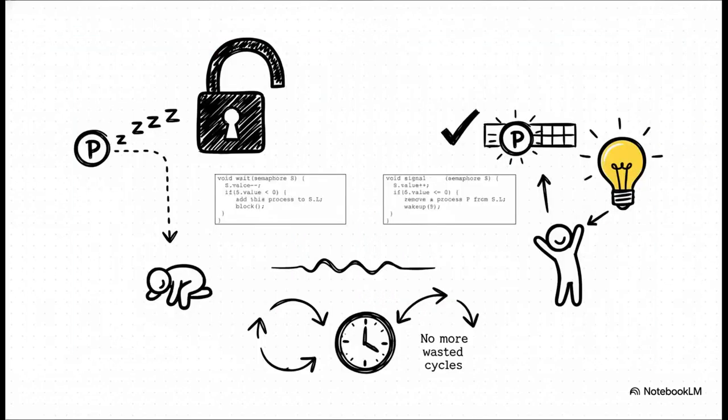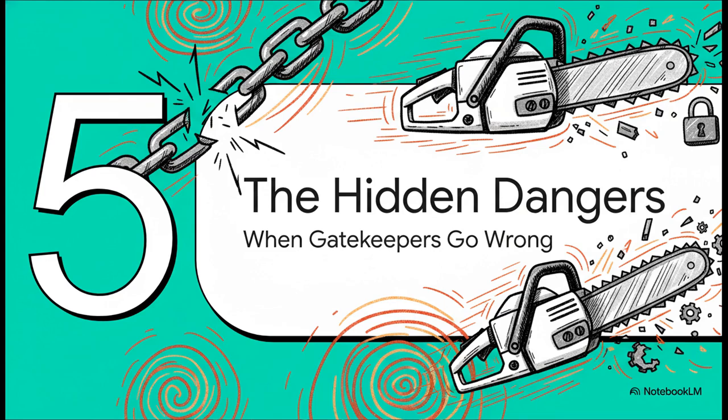Now, the code gets a little more complex, but the idea behind it is actually super elegant. If you look at the new wait function, you can see that if the resource is busy, the process gets added to a waiting list, and then this block function is called, which is what puts it to sleep. Then, when the other process is done and calls signal, it pulls a process from that waiting list and calls wakeup to bring it back to life. No more spinning, no more wasted cycles. So we've got a much better system now.